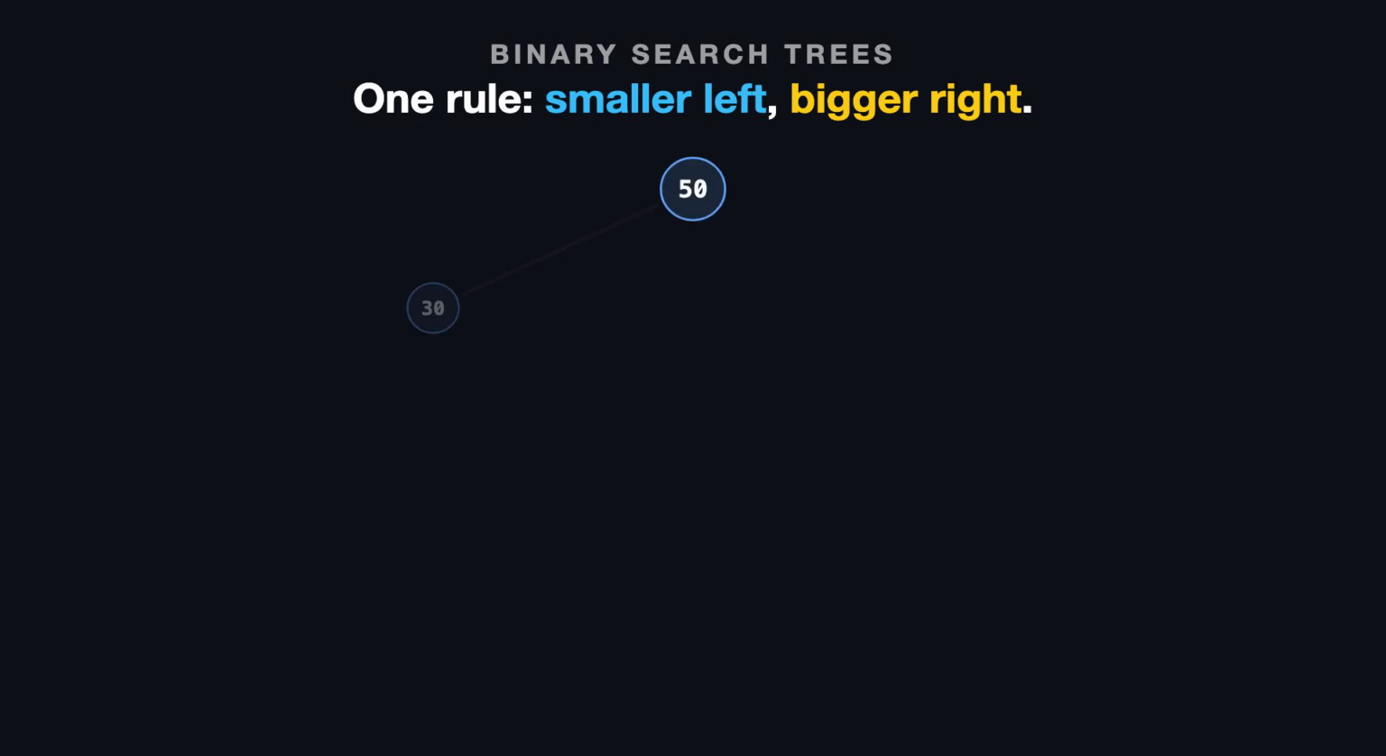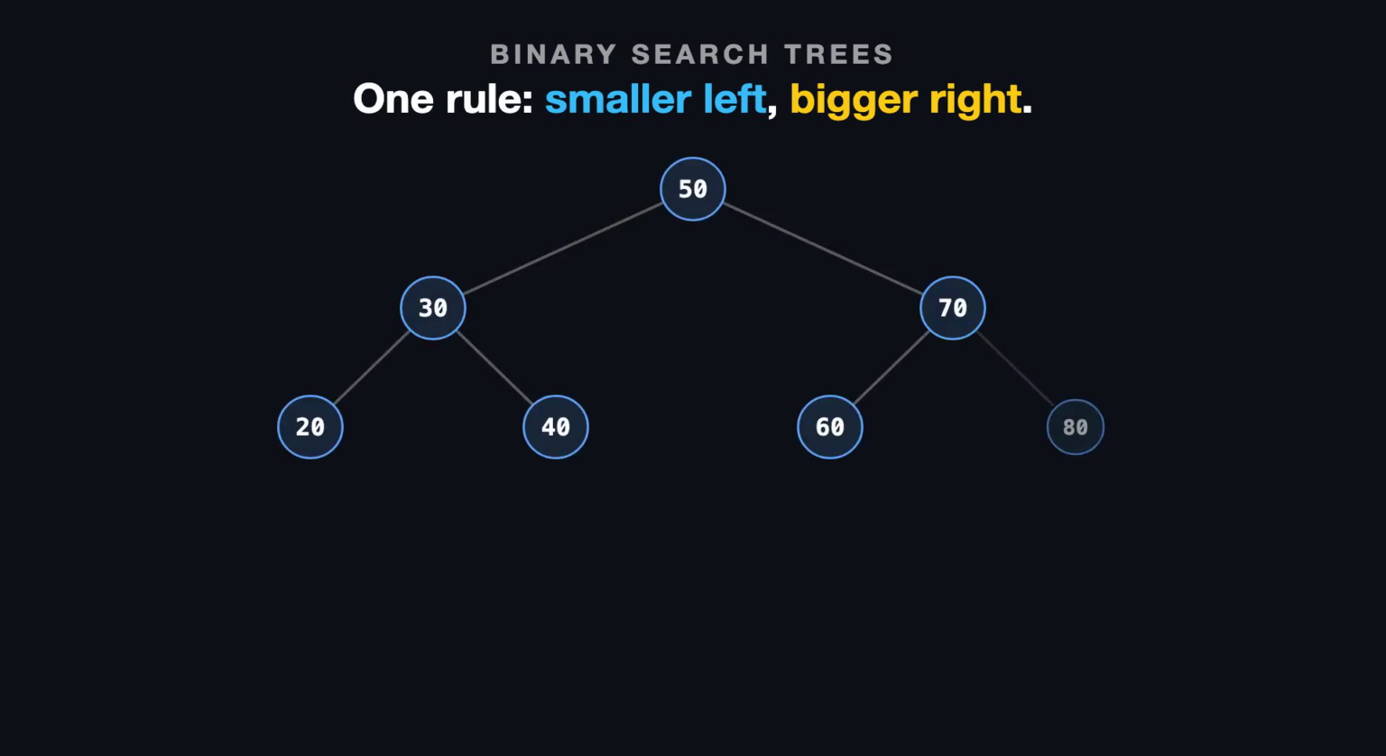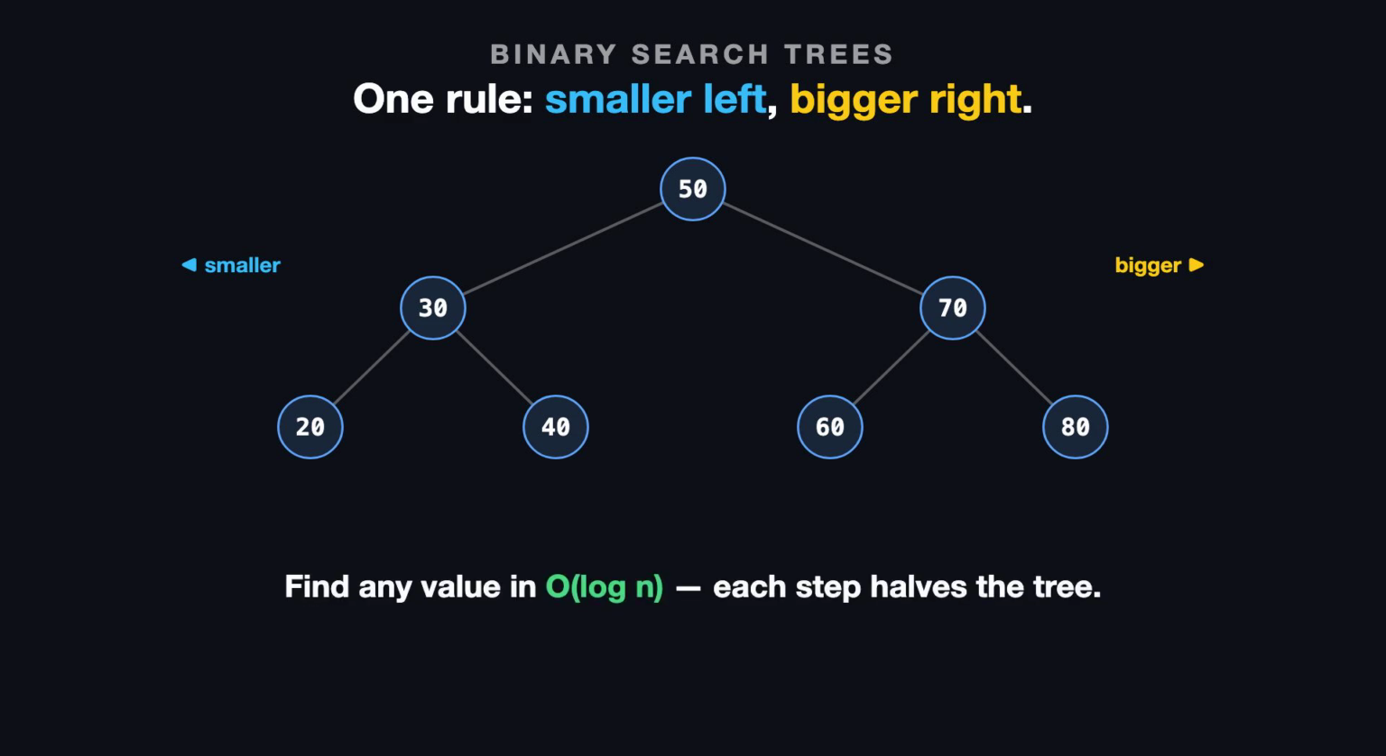Here is a shape that keeps 1,000 numbers in order. And it still finds any one of them in a handful of steps. Watch it build itself. One rule assembles this entire tree. Smaller goes left. Bigger goes right. That is the whole rule.